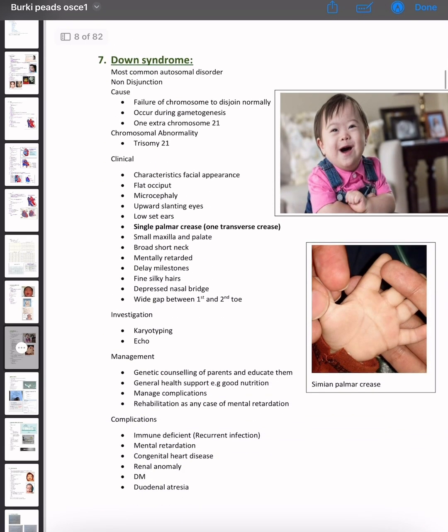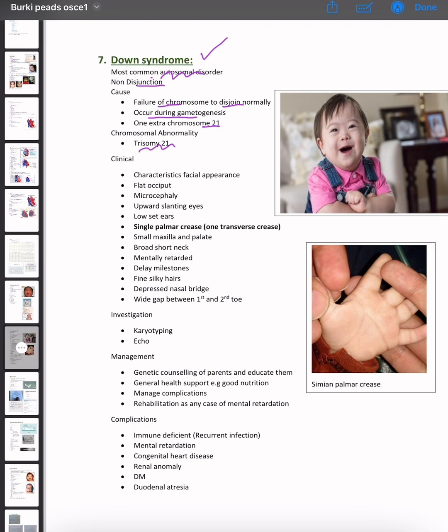Okay, the next case we are having is Down syndrome. All the cases we are discussing in this PDF are very important and common clinical cases, so we are going through a short summary of these cases. Most common autosomal disorder, non-disjunction. What are the causes? Failure of chromosomes to disjoin normally occurs during gametogenesis, when an extra chromosome 21 is added, a chromosomal abnormality called trisomy, and it causes some features which is known as Down syndrome.